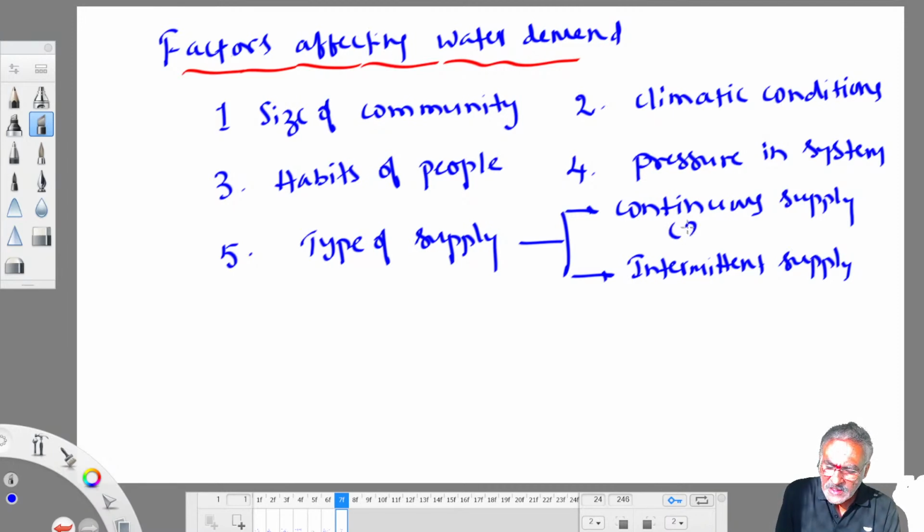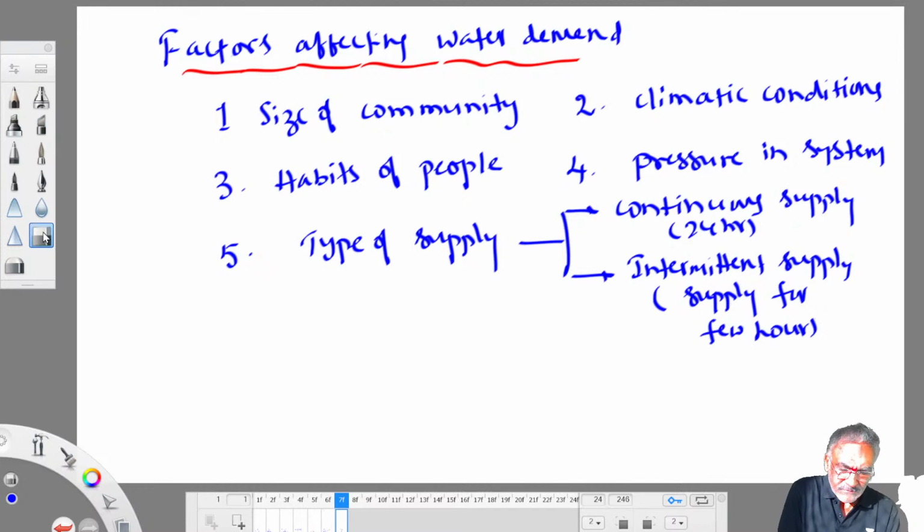Continuous supply means 24 hours supply. Intermittent supply means supply is only for a few hours. For the remaining period it is empty, with no supply of water. In the remaining time, the system is not supplying any water to the public. It is completely switched off. Okay, that's called intermittent supply.